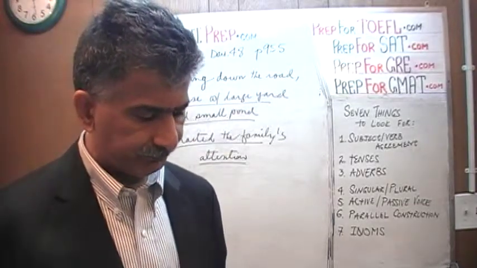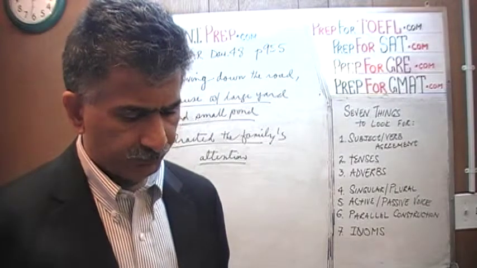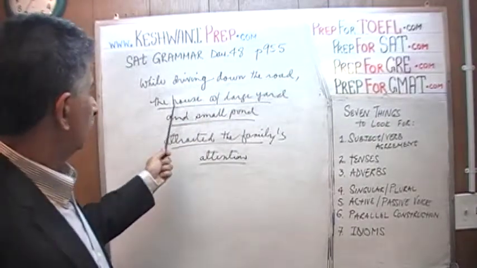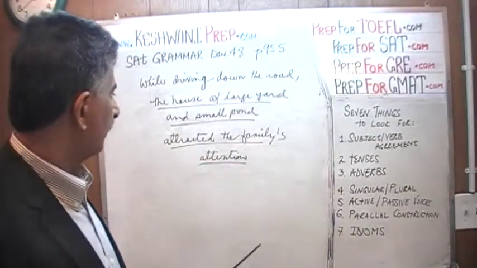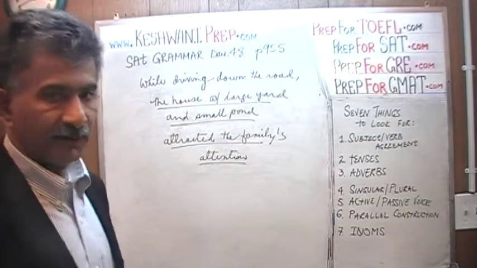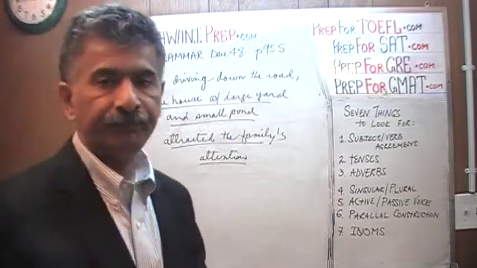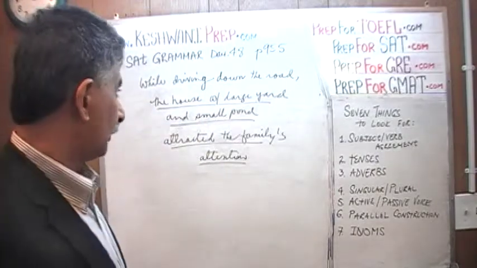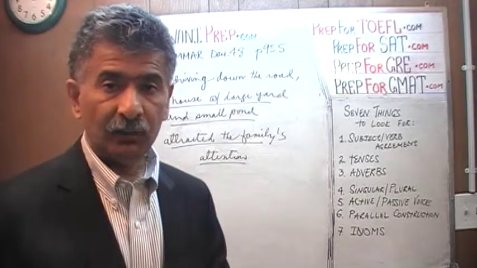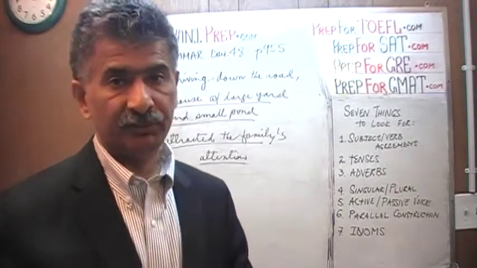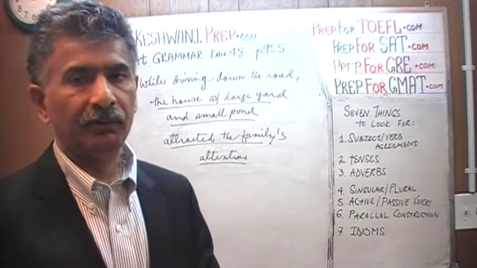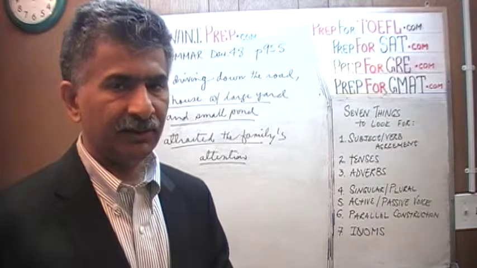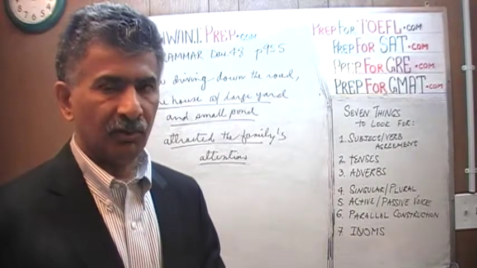Number 5. The sentence goes: while driving on the road, the house with the large yard and a small pond attracted family's attention. What is wrong with the sentence the way it is written? It sounds like it is the house that is driving down the road, not the family. We have to rearrange things so that it is clear that it is the family going down the street whose attention is being drawn to the house.